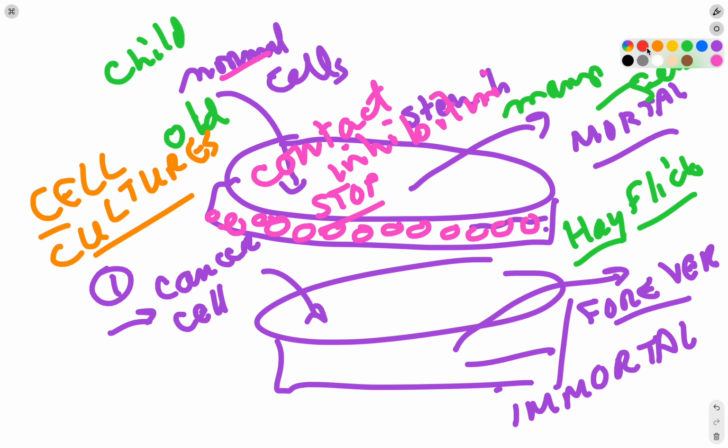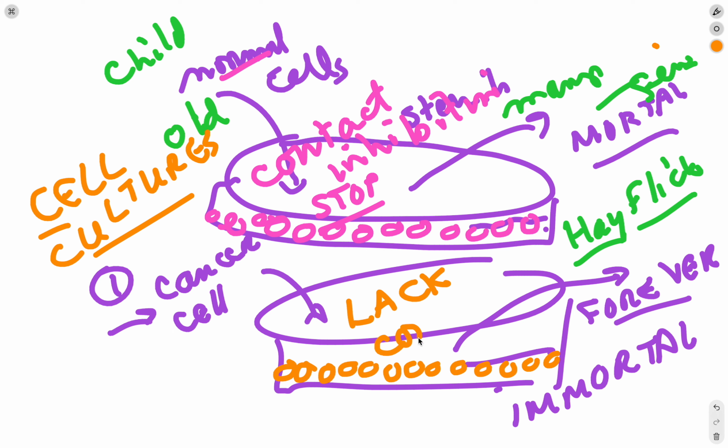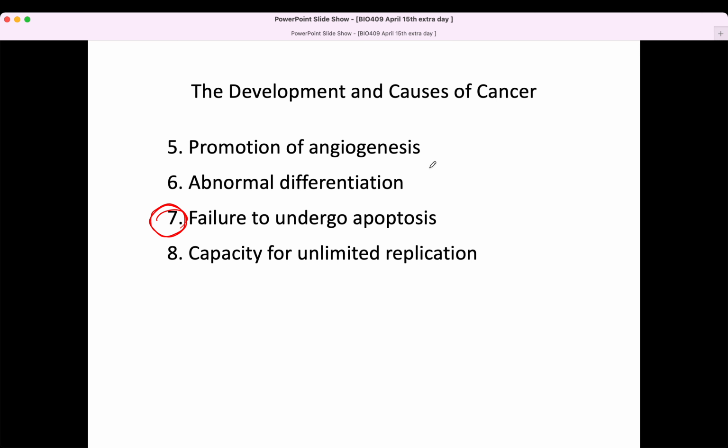If we compare that to a cancer cell, cancer cells will grow until they cover the whole plate, and cancer cells lack contact inhibition. So when they fill the bottom of the plate, they just keep dividing, and they start floating up in the liquid media and are not limited in that same way. So two features of cancer are that in a dish they're immortal, and they lack contact inhibition.